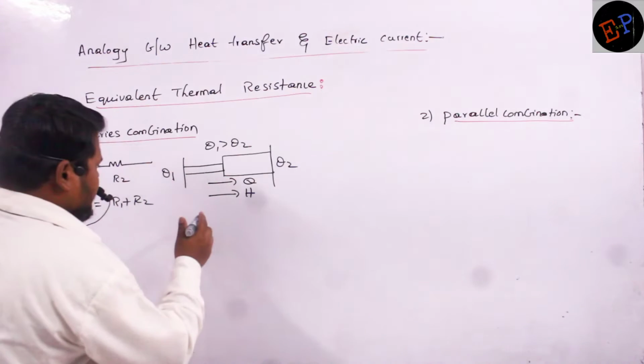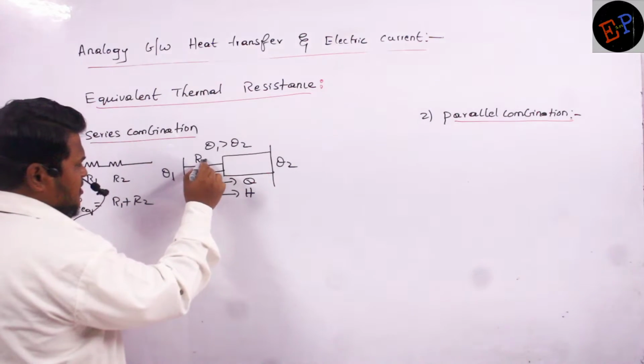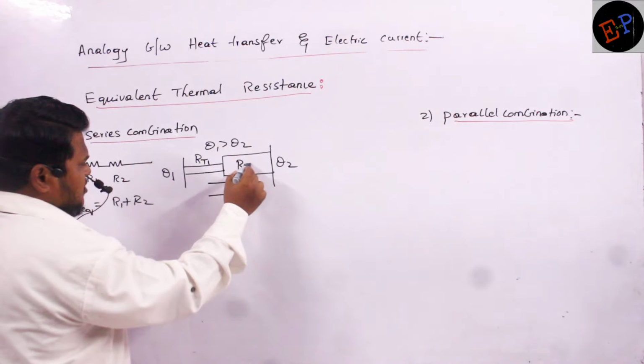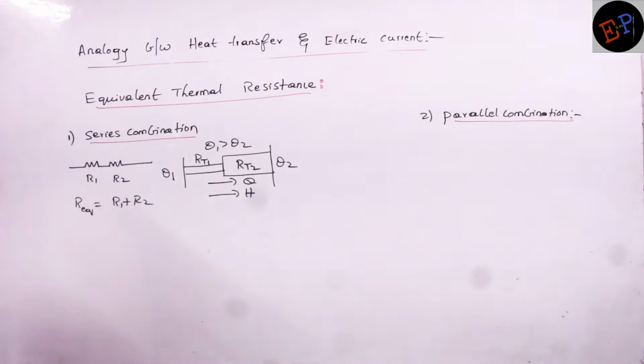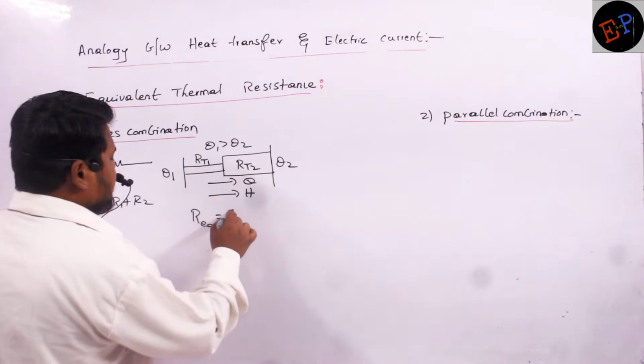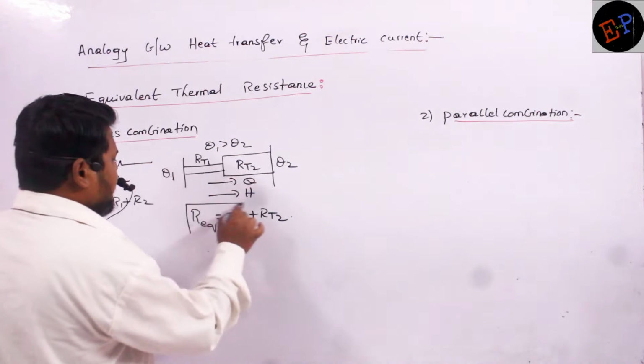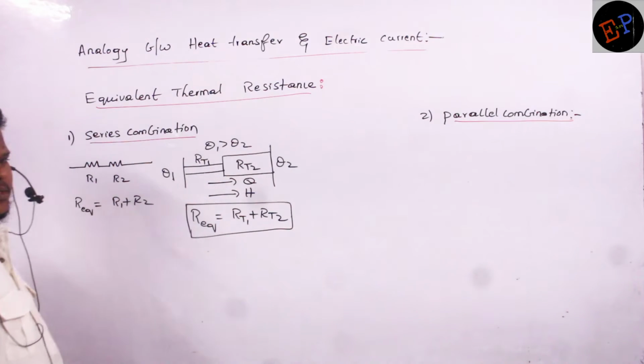So here also I can use the same formula. Thermal resistance of first rod is RT1, thermal resistance of second rod is RT2. Then what is the equivalent thermal resistance? R equivalent is equals to RT1 plus RT2. So this is the same formula which we can use. Are you able to understand?